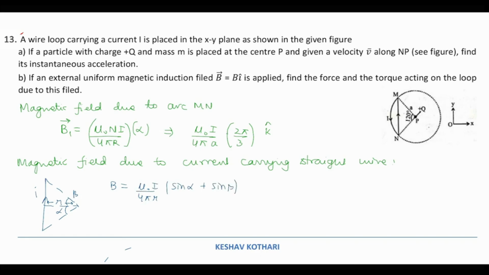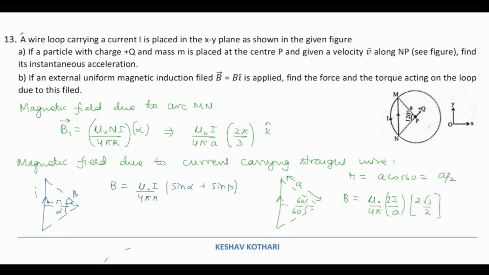So if we consider this aspect of the problem, for this particular wire over here, the angle which is subtended is 60 degree, and if this is A, the distance r can be written as A cos 60 degree, which is equal to A by 2. Hence we can calculate the value of magnetic field as mu naught upon 4 pi, I upon A by 2, times sine 60 plus sine 60, that is twice of root 3 by 2.